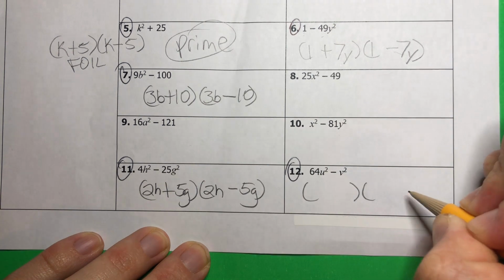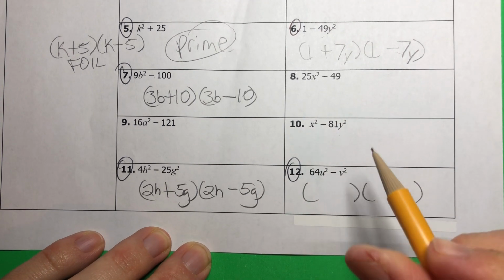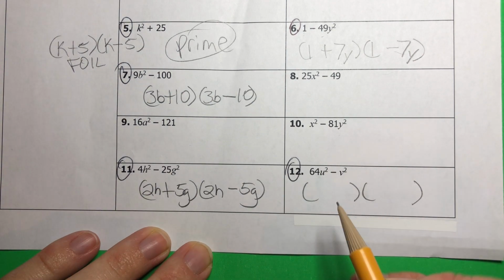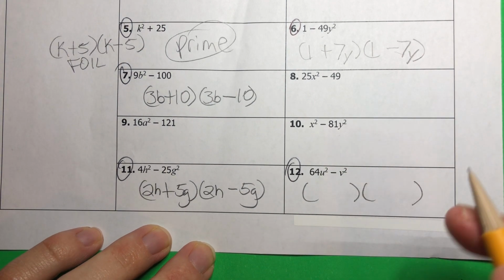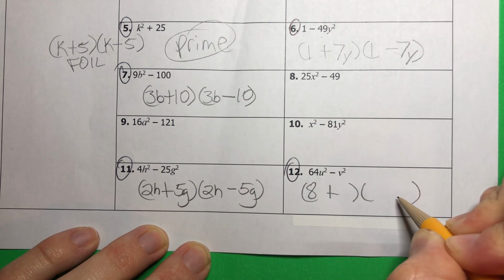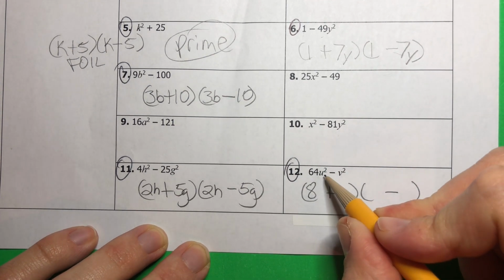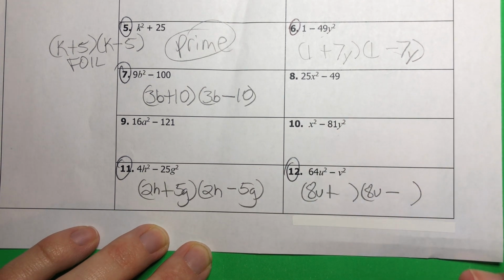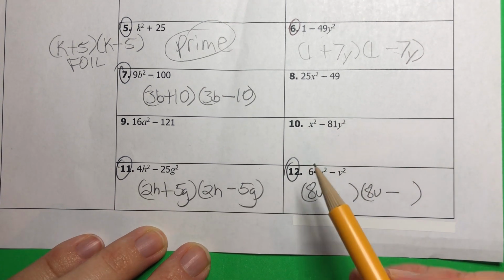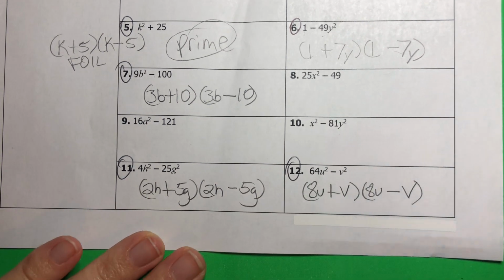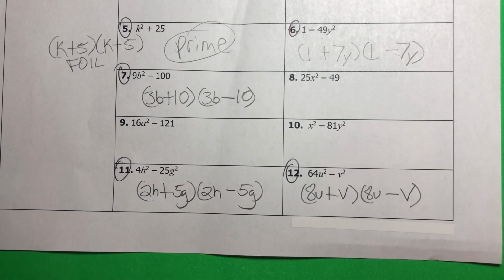We can do difference of squares because we have subtraction, and then we have, yep, two terms that we can take the square root of. Now 64u squared, square root of 64 is 8. Oops, here's my plus and my minus. Square root of u squared is just u. So we're going to write 8u at the beginning of both of these parentheses. Now v squared is just the result of doing v times v. And number 12 is done.